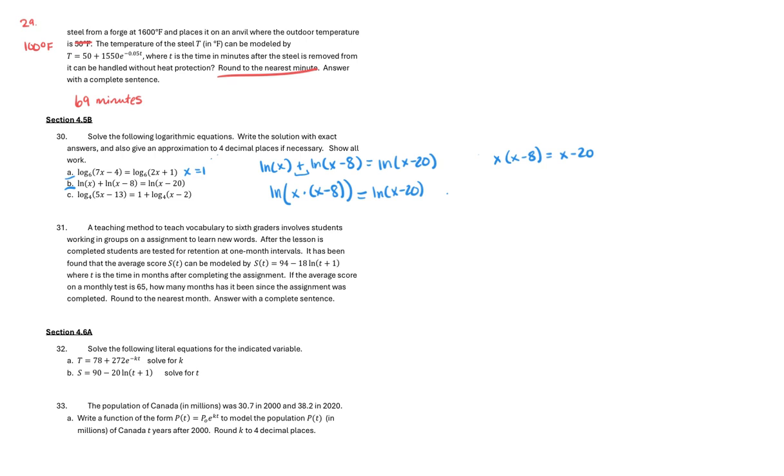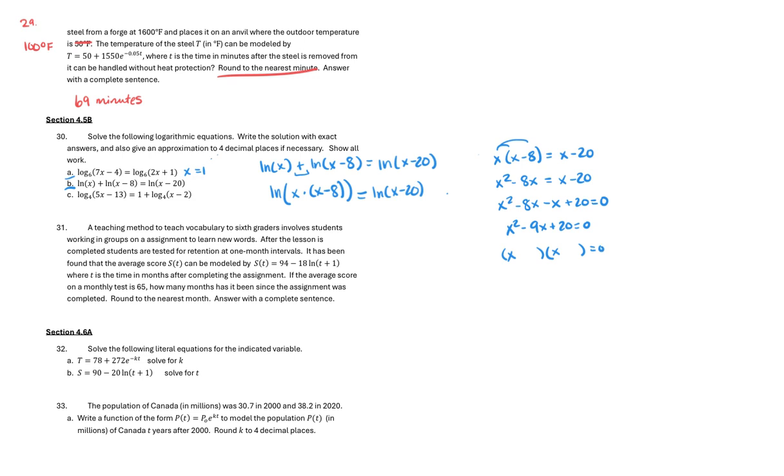Then we need to FOIL this out. We get x squared minus 8x, equal to x minus 20. Then we'll have x squared minus 8x, and we're going to move these over, so minus x and then plus 20. So now we have it looking quadratic. If we simplify this, we have x squared minus 9x plus 20 equal to 0. And we have to find solutions for this.